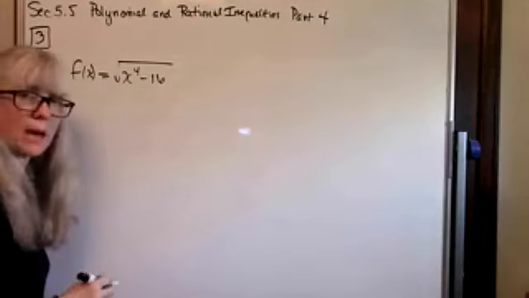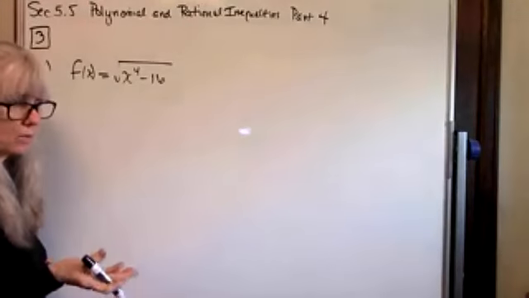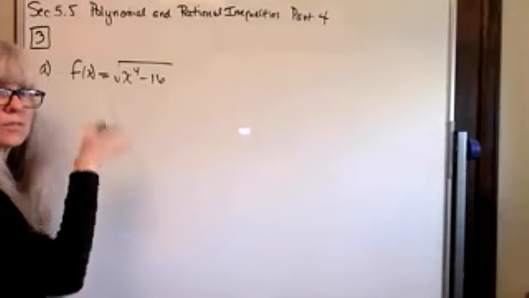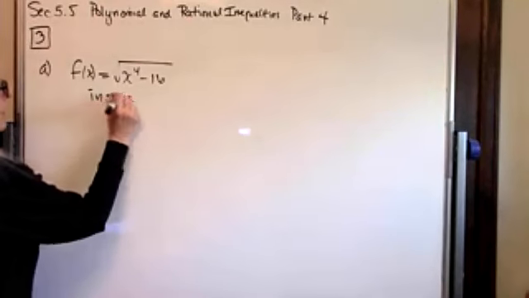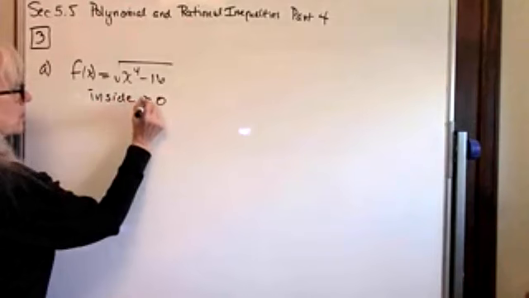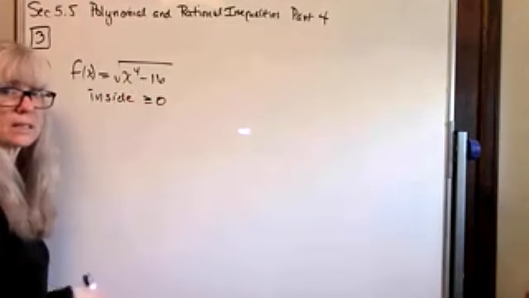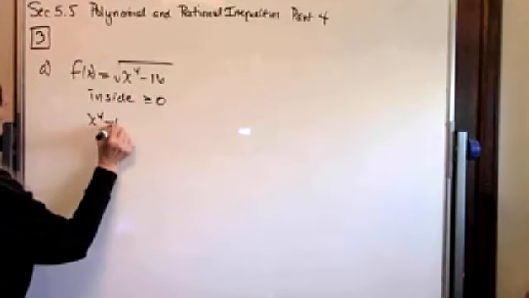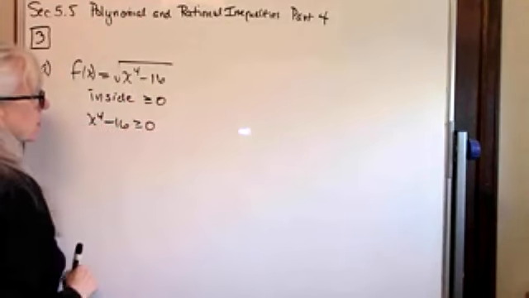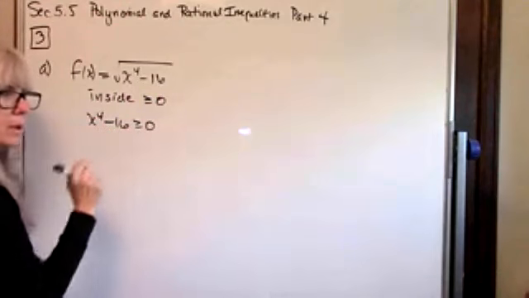minus 16. Well, back in chapter 3, we said that in order to find the domain of a radical function, you're going to take the inside and set it greater than or equal to 0, because you have to guarantee that the inside is positive in order to take a square root in a real number system. So that's telling us to take x to the fourth minus 16 and set it greater than or equal to 0. Well, sure enough, we're right back to what we were doing.